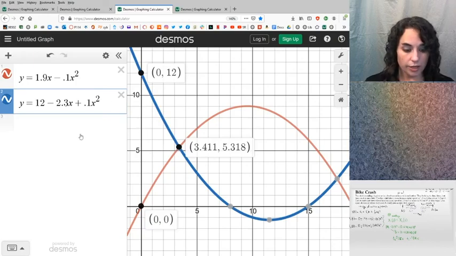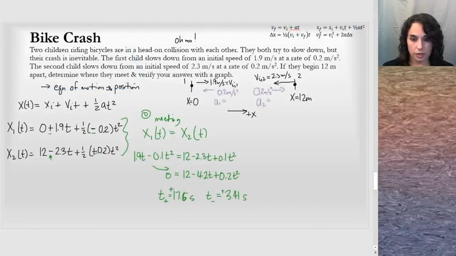We verified our answer with a graph. I can go back to the slide. So we do not want to retain the large time here. We will cross it out and say that this is our answer. This is the time at which they meet. It says determine where they meet.